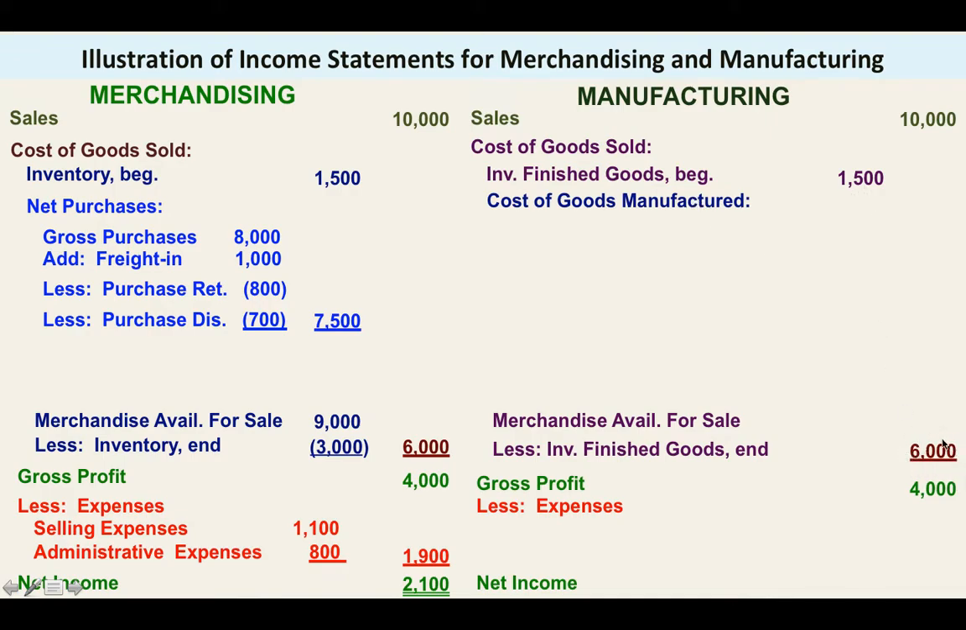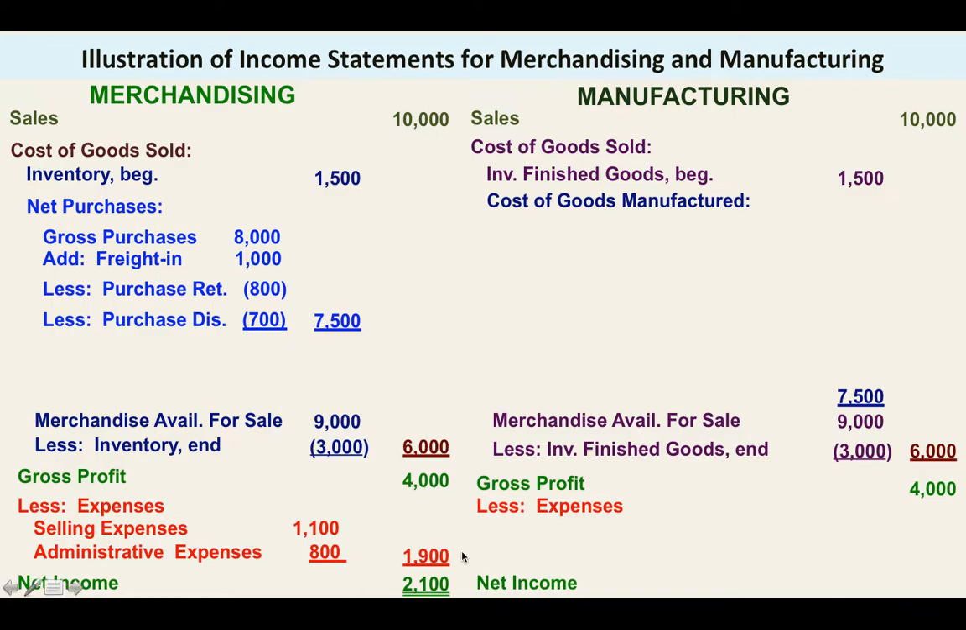how did we compute the cost of goods sold? So again, we have to get the inventory of finished goods beginning, and we have to add the cost of goods manufactured. In the classroom problem, you have to compute the cost of goods manufactured. Assuming that our computation for cost of goods manufactured is 7,500, so we will add the cost of goods manufactured with inventory of finished goods beginning. You will have your merchandise available for sale. And then let us take a look what is the inventory of finished goods and deduct that from merchandise available for sale. That will be your cost of goods sold.